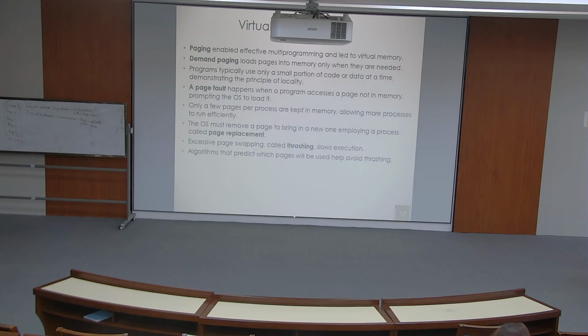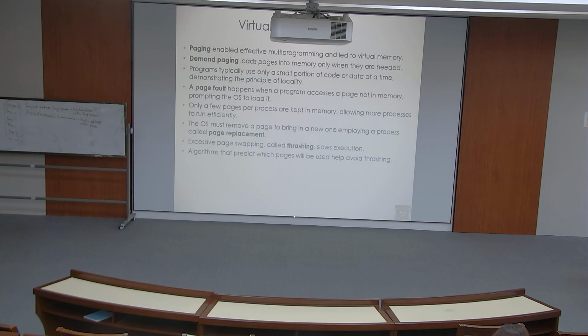Now, a page fault happens when a program is trying to access a page which is not available in the main memory. That means the system will expand the page request into the next level of the memory hierarchy, which is the external disk, external memory. We have only a small number of pages per process kept in memory, which allows more processes to run efficiently.